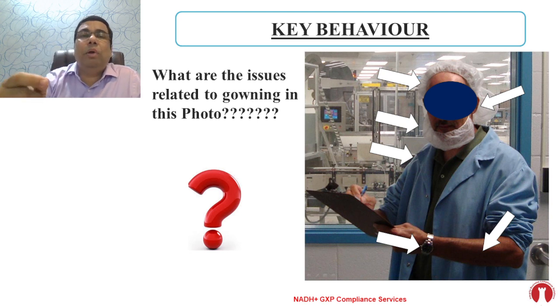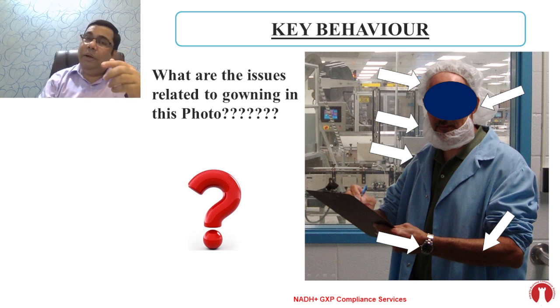The person is following the gowning, but not in the correct way, it is due to the wrong behavior. And we have to make the person aware why we need to follow that gowning, what is its importance, and how it leads to ensuring the quality of the product. You can see from the arrows also. The person is using a watch, and not properly over the cap, the sleeves are folded, and so many things are there. You can see the mask is not properly worn and all. So these are part of the behavior. Hope you're getting my point.